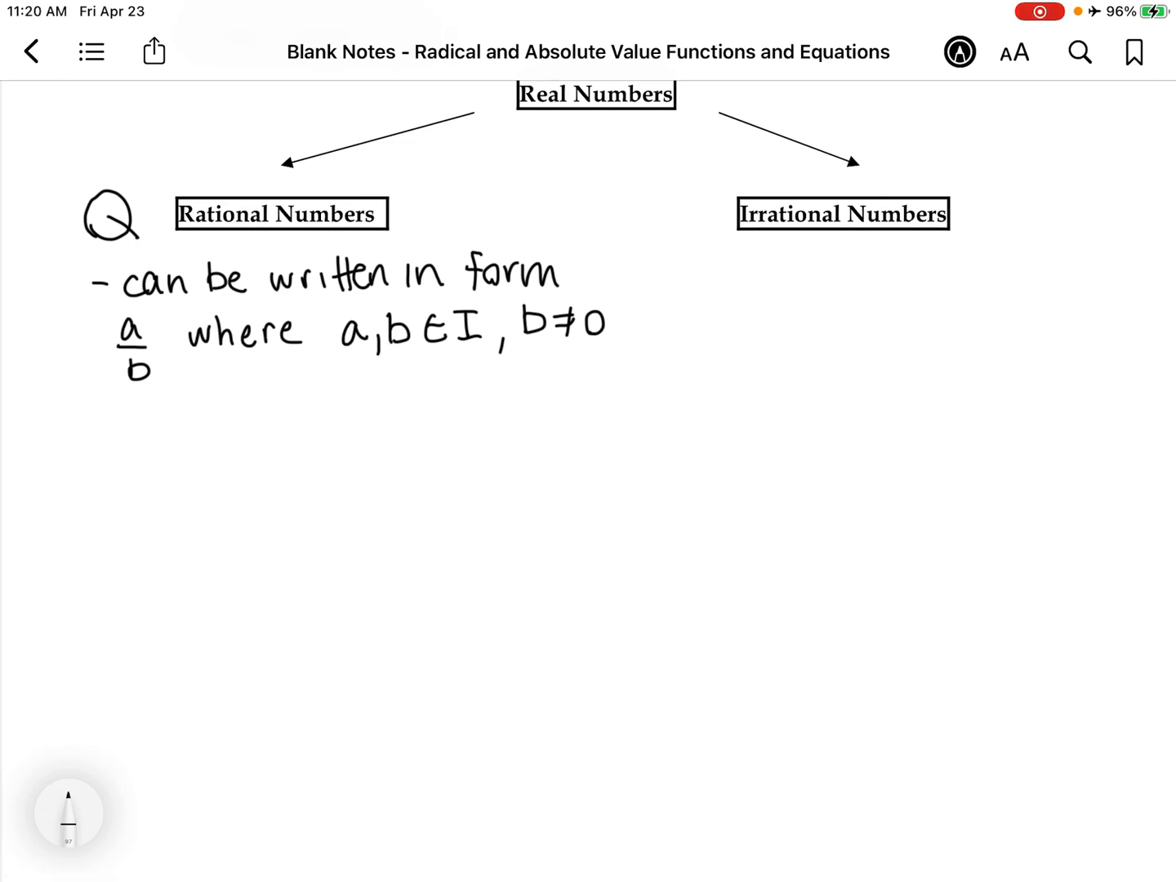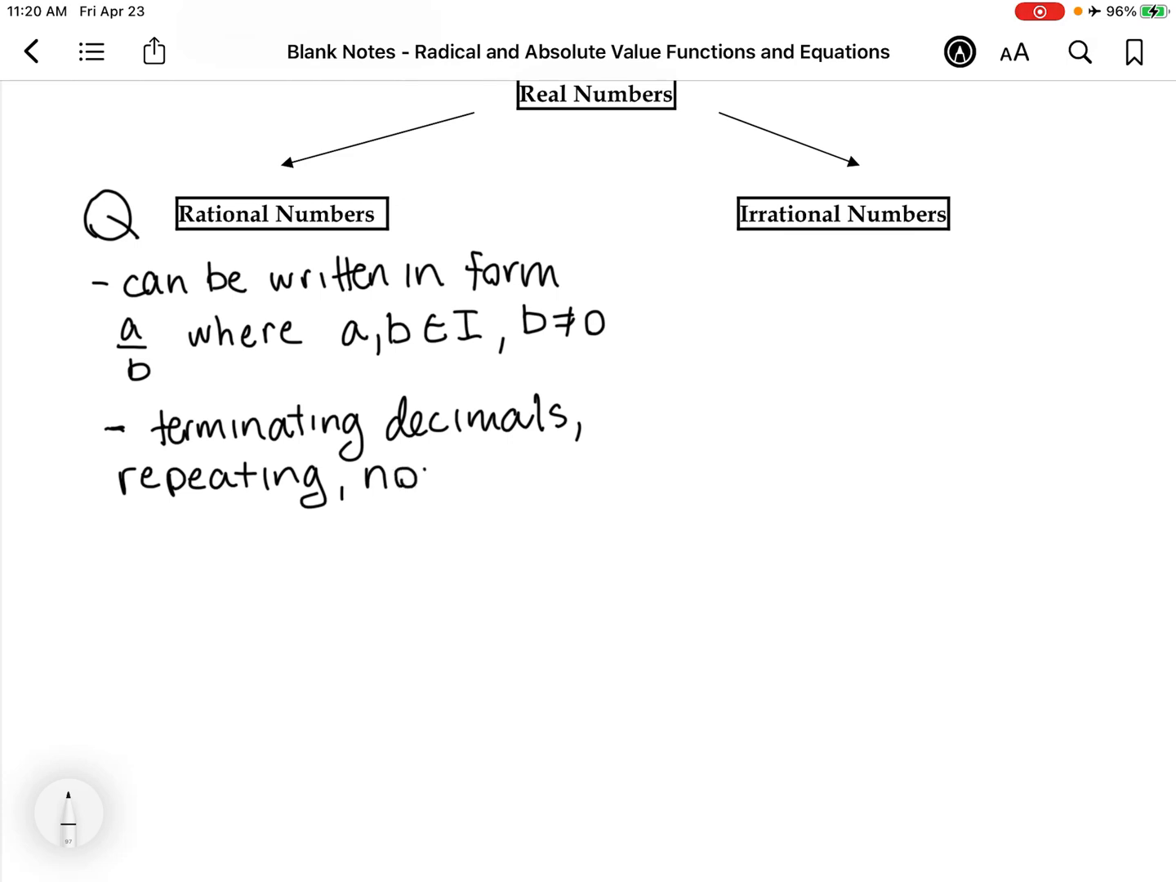Examples: basically any terminating decimal, meaning that the decimal ends at some spot. Any repeating, non-terminating decimals. Okay, so something like 0.22222 repeating, that would be a rational number.